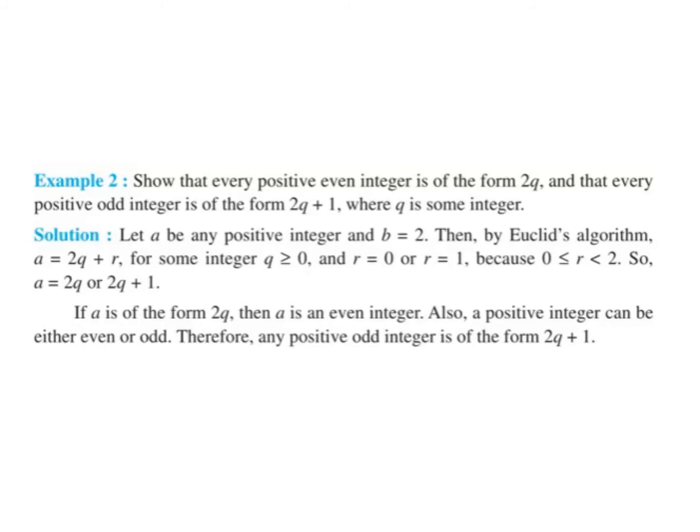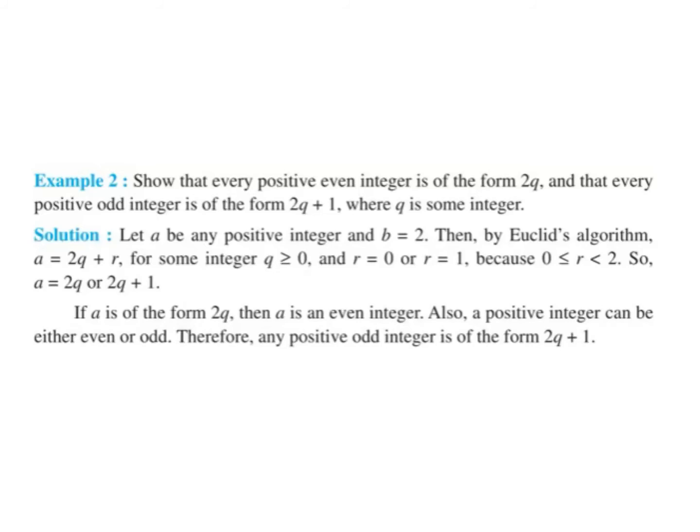Now, remainder r will either be equal to 0 or it will be equal to 1, because we know that remainder is either 0 or it is smaller than the divisor. Here divisor b is 2. So r will be either equal to 0 or smaller than 2, that is, r is equal to 1. So we can write it as a is equal to 2q plus 0 or a is equal to 2q plus 1 if we take r is equal to 0 or r is equal to 1.